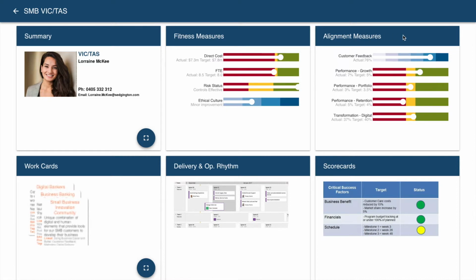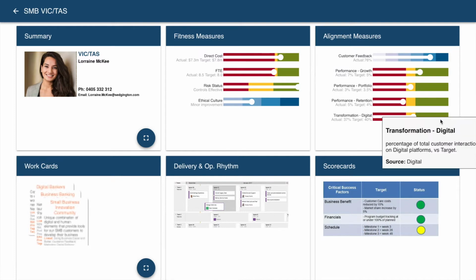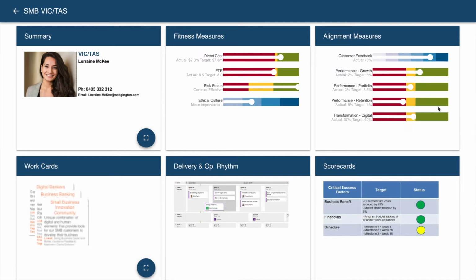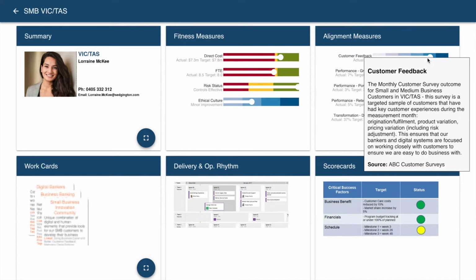The alignment measures tile covers KPIs that are more specific to the strategy, more like drivers. Some of these are shared across the value chain to drive collaboration in a functional op model. For example, customer experience.